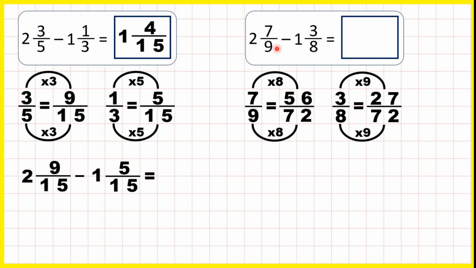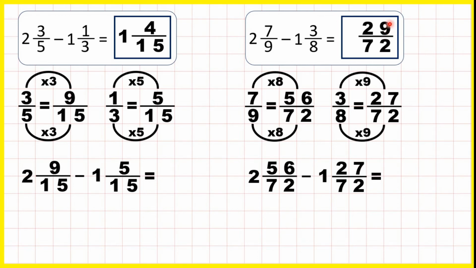Instead of 2 and 7/9, we can have 2 and 56 over 72, and instead of subtracting 1 and 3/8, we can subtract 1 and 27 over 72. So we start by subtracting the fraction part of the question. 56 minus 27, you might need to use column method for this, but that's 29, and we keep the denominator the same, and then 2 minus 1 is 1, so our answer is 1 and 29 over 72.